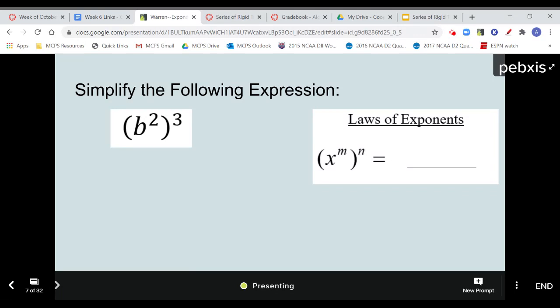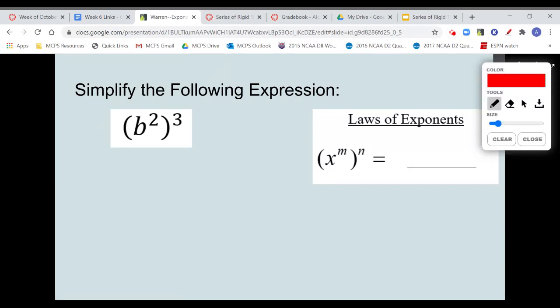Okay, for this next rule, we're going to talk about raising an exponent to another power. So we can see 2 exponents here. You have b squared, and then that's all in parentheses, and it's being raised again to the 3rd power. So what this is telling me is I have b squared times itself 3 times. Okay, and when I do that, I've sort of rewritten it like the original multiplication rule we talked about, where now I have b squared, b squared, b squared. Well, if I add all those 2's together, that gives me a total of 6 b's.